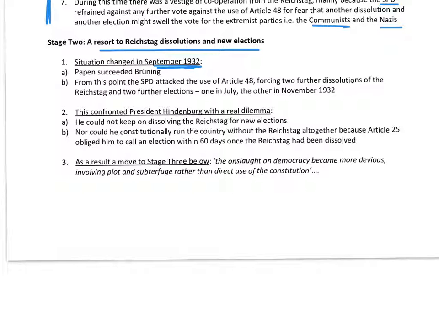And it changed in September 1932 when Bruning effectively resigned and was replaced by von Papen. And from that point onwards, the SPD changed its tune. They started to attack the use of Article 48. And as a result, Hindenburg had to do what the Constitution said, that if the Reichstag voted against the use of Article 48, the President had to dissolve the Reichstag. So the Reichstag was dissolved twice in 1932.